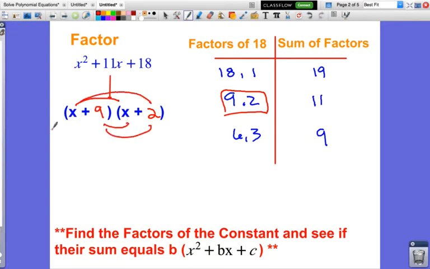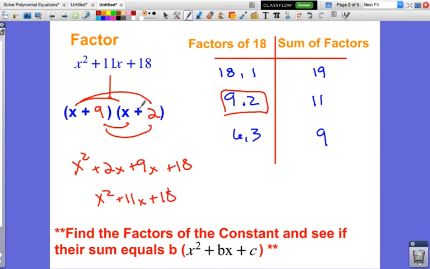We can use FOIL to figure out if this factored version equals this. So I have x squared, x times x, plus 2x. 9 times x is 9x. 9 times 2 is 18. x squared plus 11x plus 18. I get the same answer, so it works out.